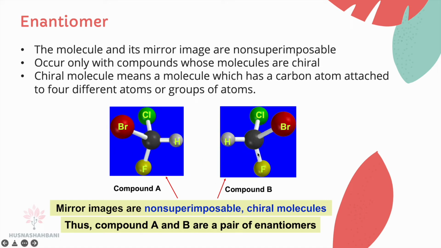So this is stereoisomerism for enantiomers. It has a carbon attached to 4 different atoms and it has a mirror image. You call them a pair of enantiomers.